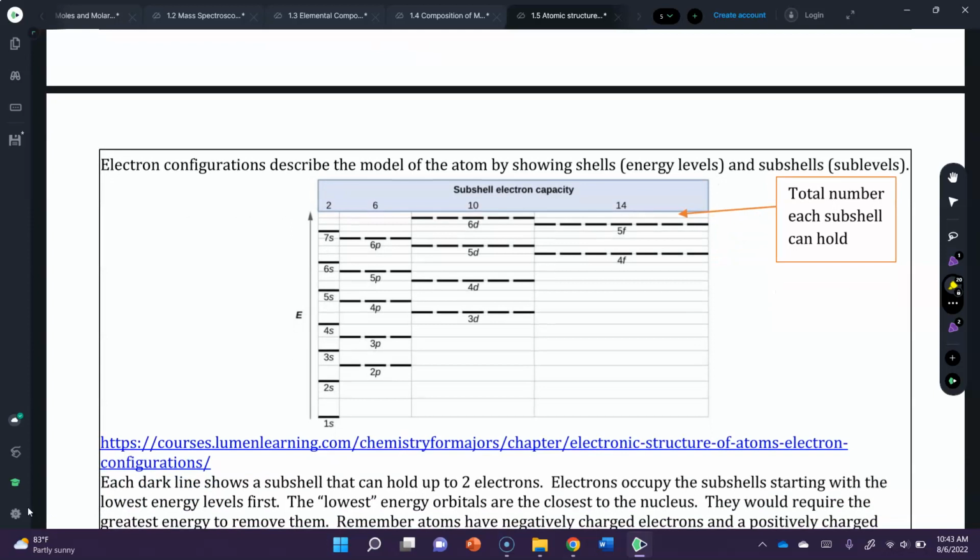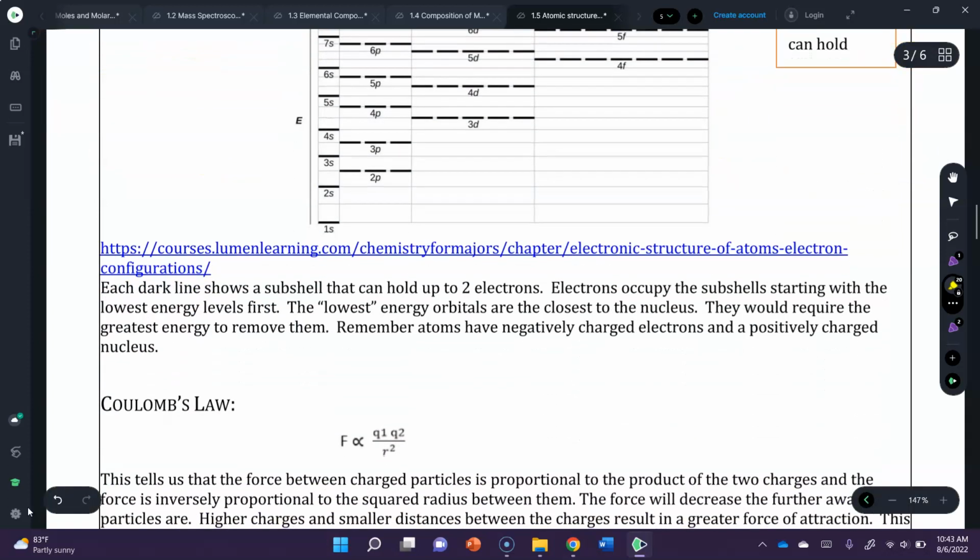And then electron configurations describe the model of the atom by showing shells, or energy levels, and subshells. Okay, and so we have a little graphic here to kind of show you that. Each dark line shows a subshell that can hold up to 2 electrons. Electrons occupy the subshells starting with the lowest energy levels first, and by lowest energy level we mean the ones that are closest to the nucleus. They would require the greatest energy to remove them.